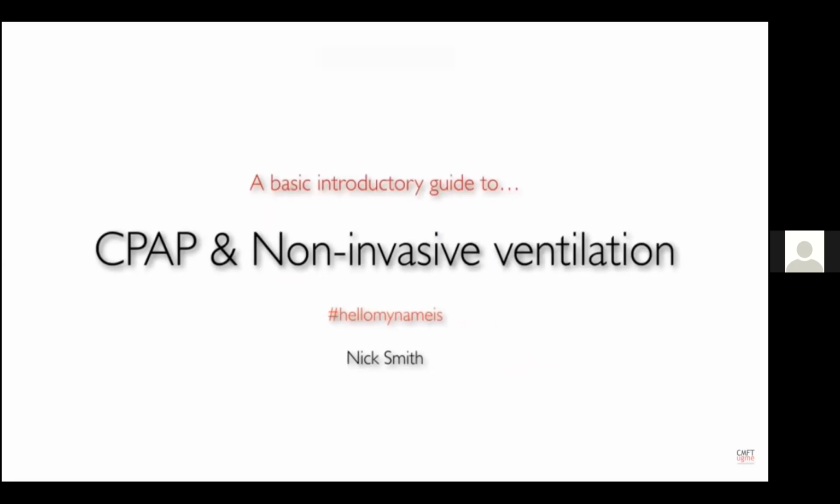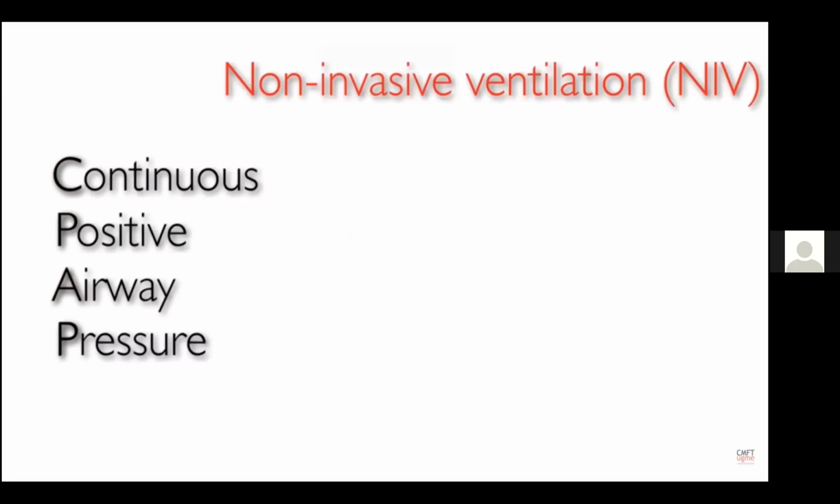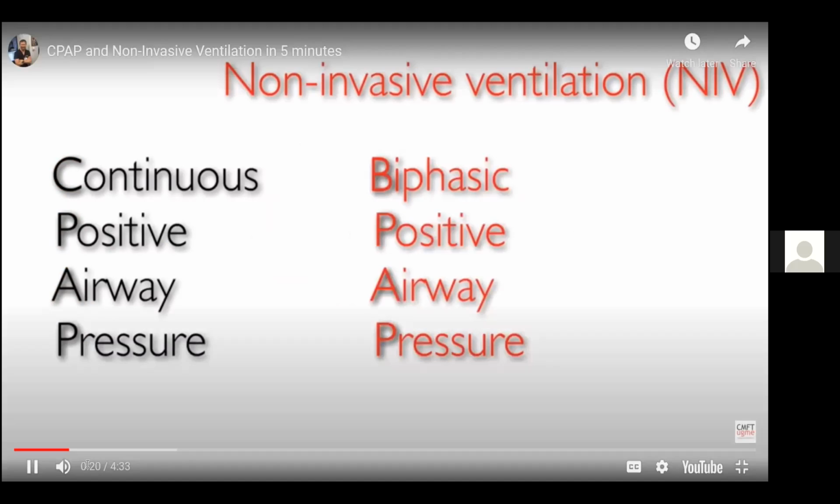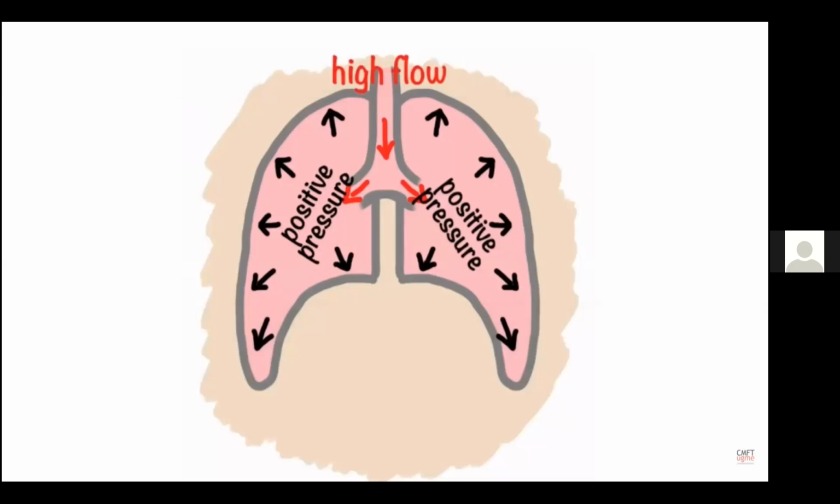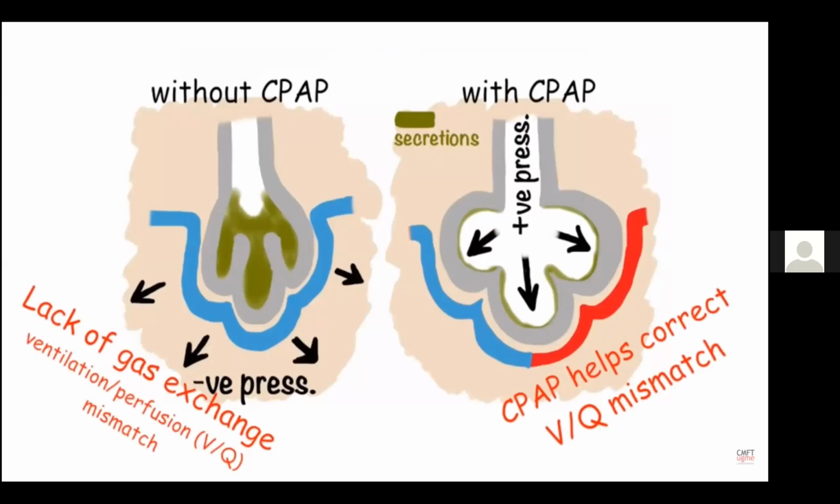Hello, my name is Nick, and in this video we're going to look at CPAP, continuous positive airway pressure, and non-invasive ventilation, also known as BiPAP, biphasic positive airway pressure. CPAP is a way of keeping the pressure positive in a spontaneously breathing patient's lungs. This positive pressure helps keep the smaller airways and alveoli open, which allows for additional gas exchange to take place by recruiting areas of lung that might otherwise have collapsed down.